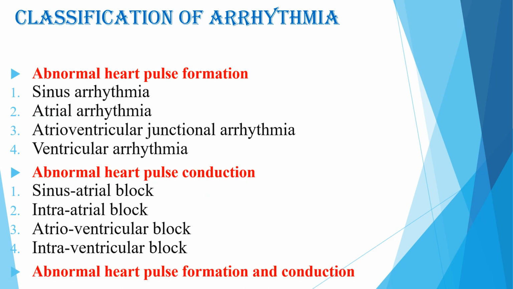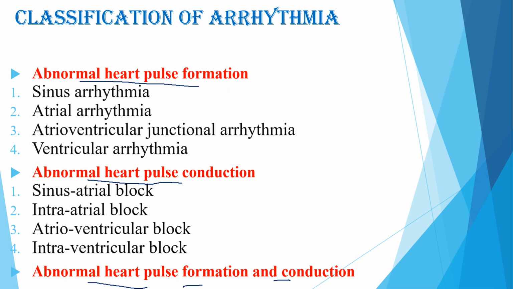Then the classification of arrhythmia. This is the overall classification of arrhythmia. Mainly it is categorized into abnormal heart pulse formation, abnormal heart pulse conduction, and a mix of abnormal heart pulse formation as well as conduction. These are the main classifications of arrhythmia.